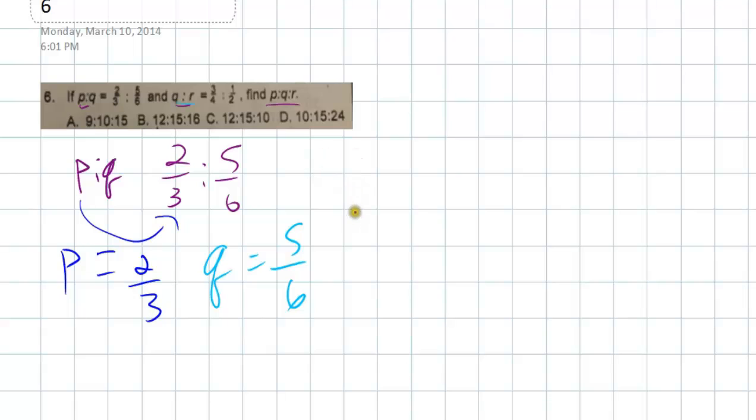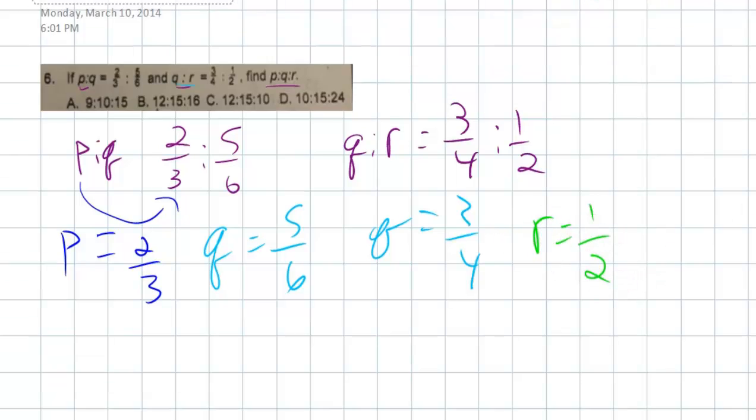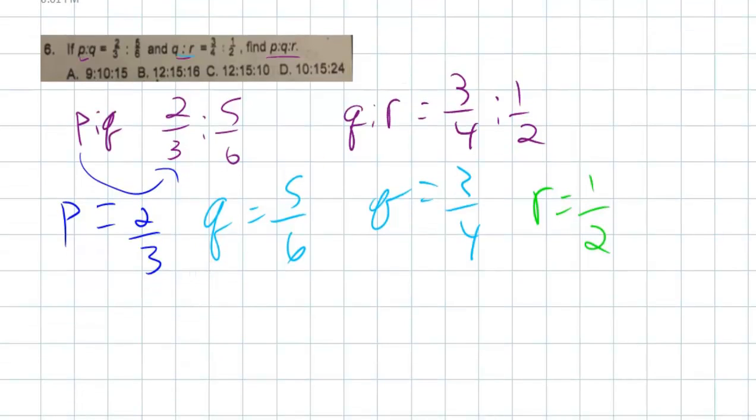Okay, so, sorry. They said that Q to R is 3/4 to 1/2. And so Q is 3/4 here, and then R is 1/2. And so here you'll notice that Q is 5/6 and Q is 3/4.